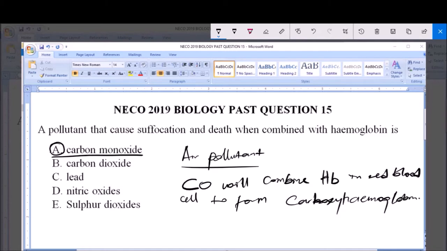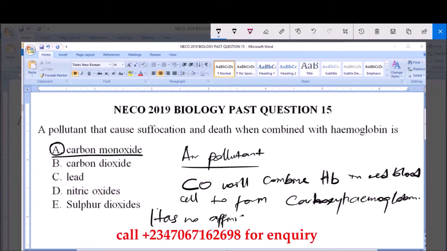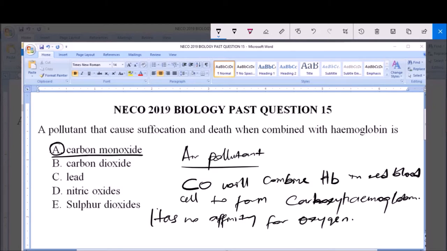Now, this carboxyhemoglobin has no what? It has no affinity for oxygen. And like we know, oxygen is very important in what? In humans, because the brain consumes a lot of energy, oxygen.